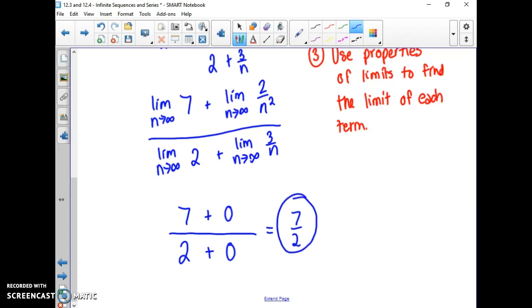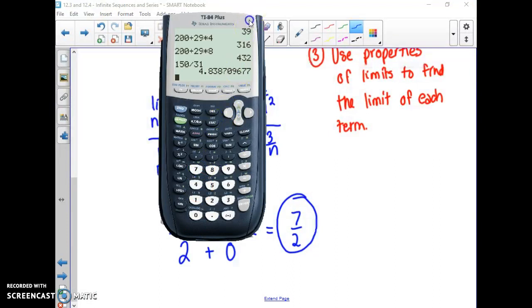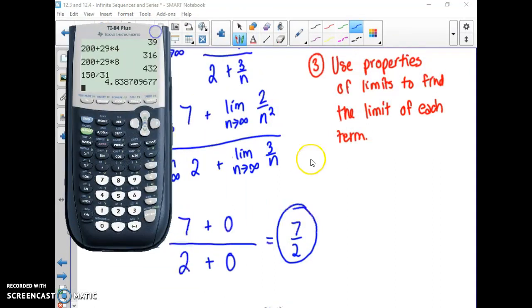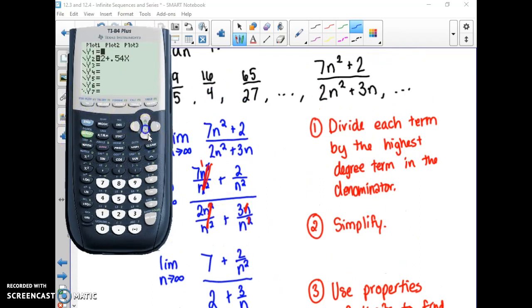So to think about what that means, if we pull up our calculator here, if I were to type in this formula in my y equals, I would have 7x squared plus 2 divided by 2x squared plus 3x.